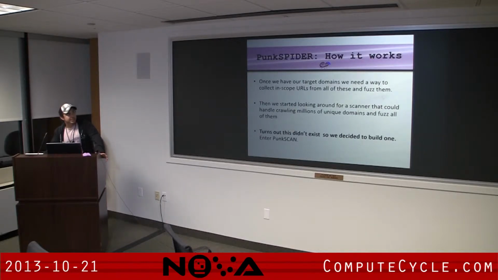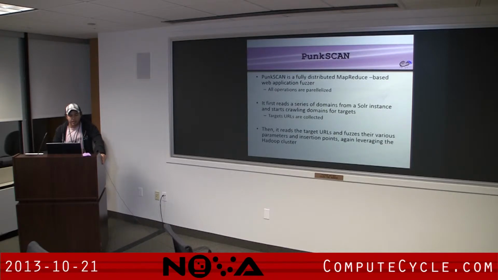we need a way to actually fuzz the URLs, right? We need a way to actually scan for vulnerabilities within this. When I first started this project, I looked around to see if there was a vulnerability scanner we could use, maybe tweak it and make it distributed. It turns out there's not really anything out there that's stable enough or fast enough to do that. So we had to build our own. So we did. PunkScan is what came out of it.